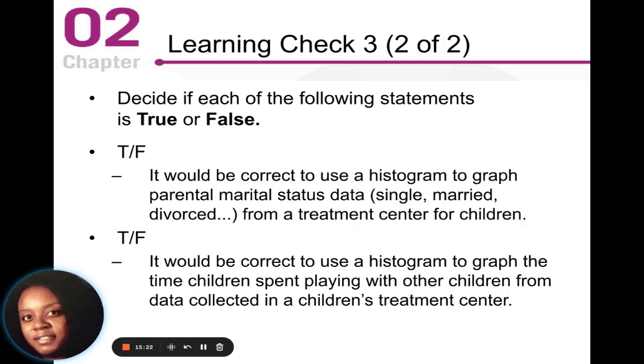And here, of course, are also a couple of true-false statements. First one, it would be correct to use a histogram to graph paternal marital status data, like being single, married, or divorced, from the Treatment Center for Children. And the second statement is it would be correct to use a histogram to graph the time children spent playing with other children from data collected in the Children's Treatment Center. Take a few moments and think of the correct answer.